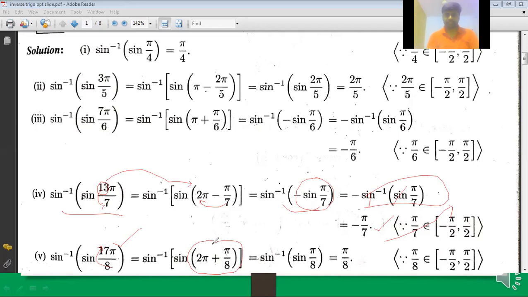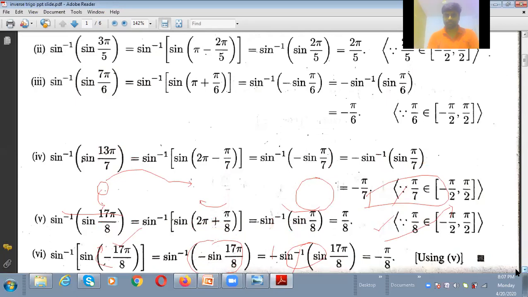So 360 plus. 360 plus means first quadrant. In first quadrant sign is positive. So sine pi by 8 I can write. Now sine inverse cancel, pi by 8. Pi by 8 belongs to minus pi by 2 to plus pi by 2. Okay, hope you understood.